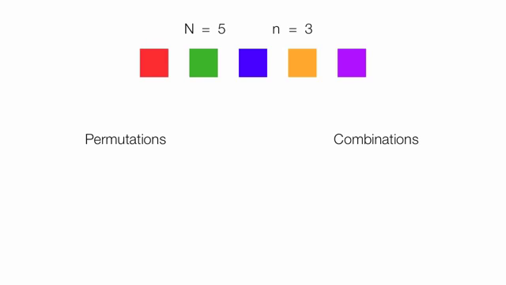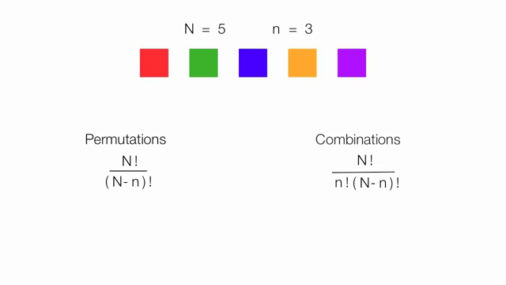The calculation for permutations is capital N factorial divided by capital N minus small case n, and all this factorial. The formula for combinations is exactly the same, but I add to the denominator small case n factorial. The only difference in these two equations is that small case n factorial in the denominator.